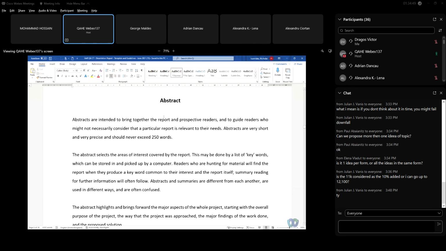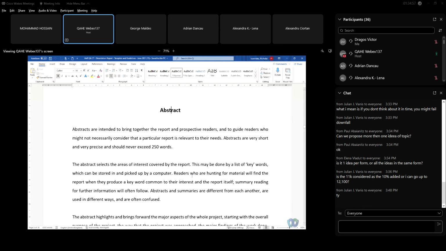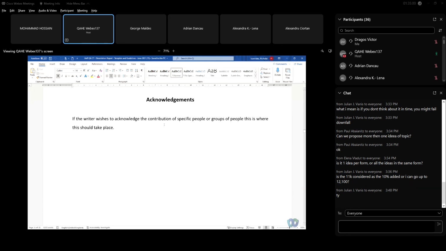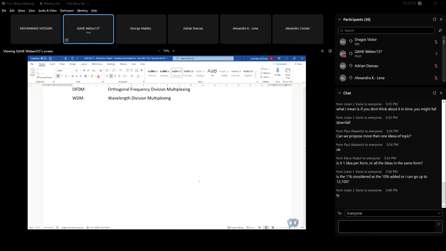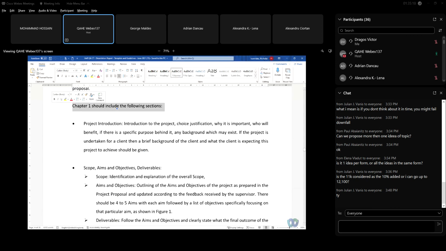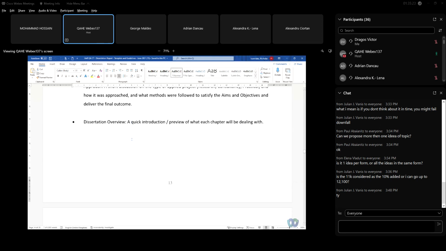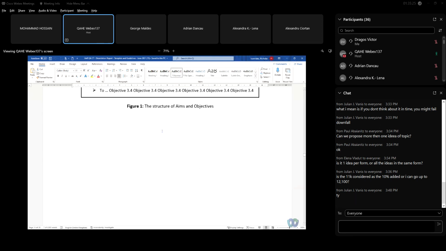Then the abstract. This is what an abstract is, and it's telling you that an abstract is not a summary, right? But you have to have an abstract, so you put it here. Then if you want to acknowledge anybody's contribution, you can do it there. You don't have to. Table of contents, list of figures, list of tables, abbreviations if you have any, and your chapter 1, right? And similarly to the proposal, chapter 1 should include the following sections, right? All these things, right? And you've seen that table before.